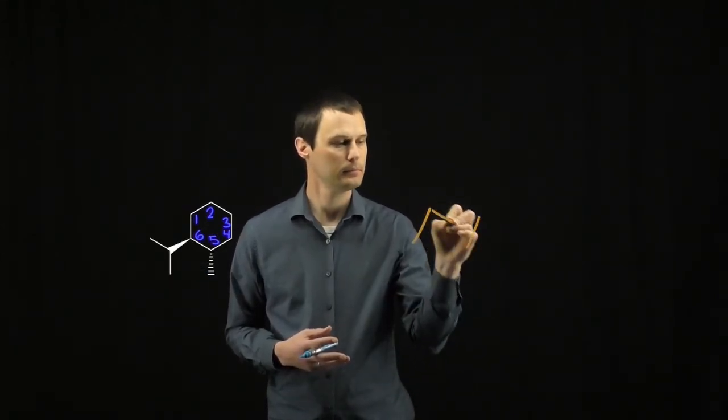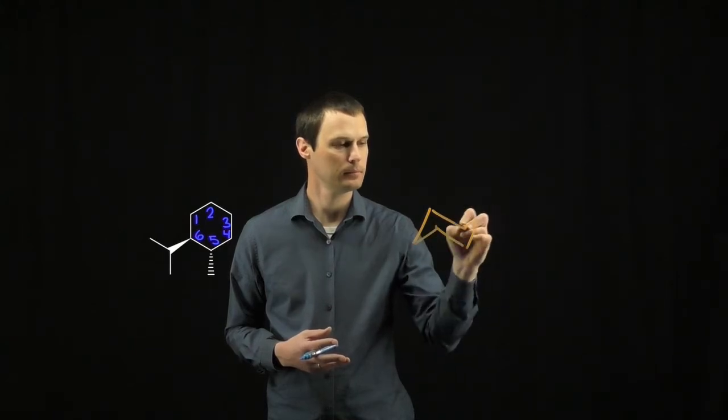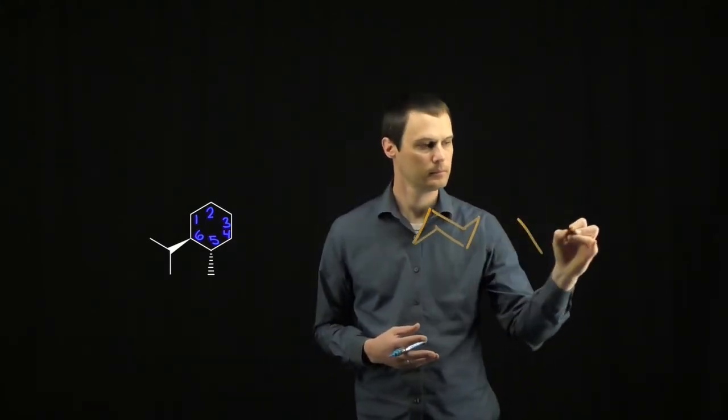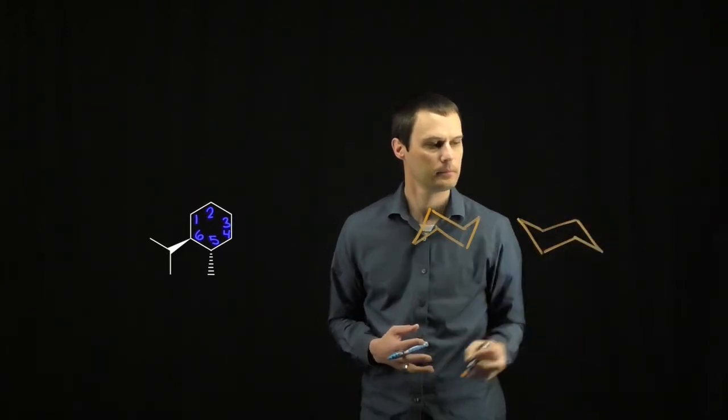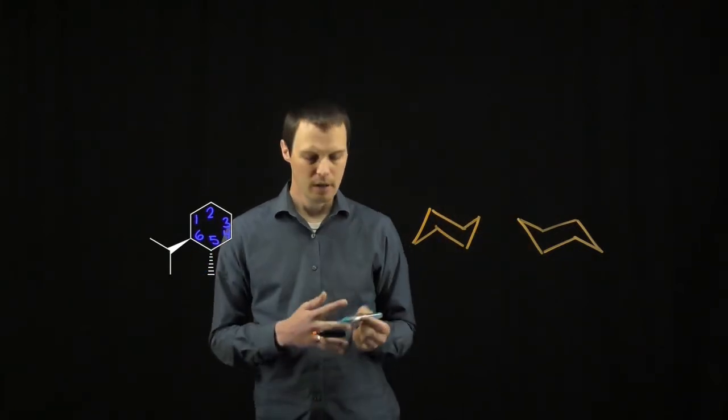The next thing we want to do is draw our chair structures. I'll go ahead and draw both of them now, and then we'll figure out how to translate the groups over. Now that I have the two chair structures drawn, I can number these carbons to match the carbons over here. Again, it doesn't really matter where you start with carbon number 1. I'll put carbon number 1 here.